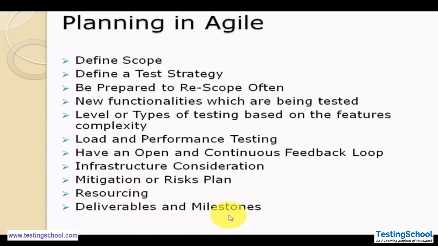Then we have deliverables and milestones. In our planning we define which documents we will deliver and when we will deliver. Deliverables could be your test cases, defect matrix, your documents, and the milestones are your different dates, like when you give what functionality to the production. So these are the planning attributes in our agile model.